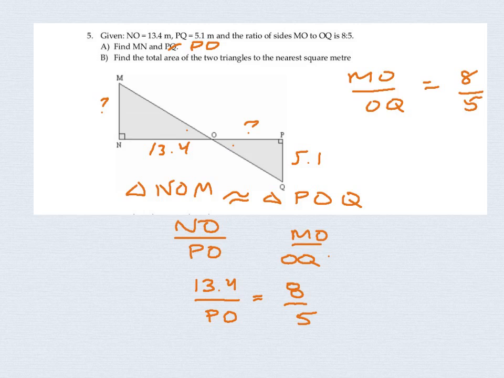I'm also going to set up first the other half, which is, we also still have an 8 to 5 ratio of MO to OQ. Let's use that to solve for the other missing side. So MN and the other corresponding side to MN is QP, 5.1. And you can solve for your missing lengths. PO is going to equal 8.375, and MN is going to equal 8.16.